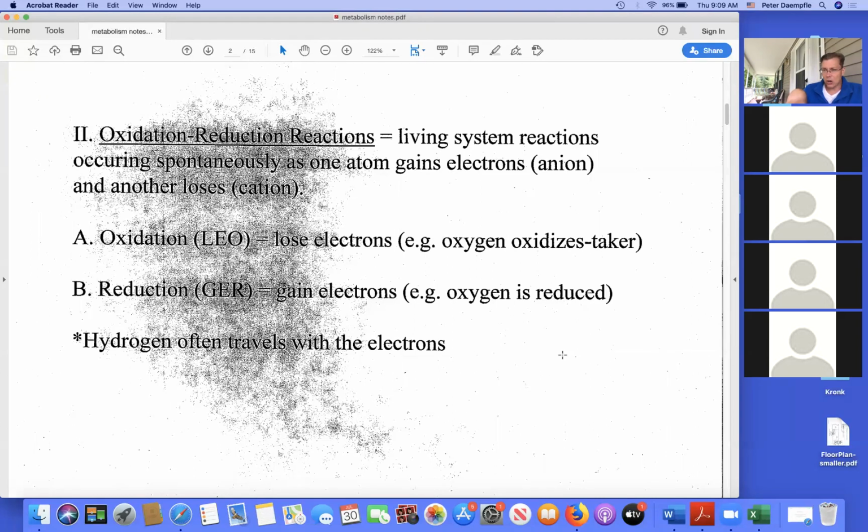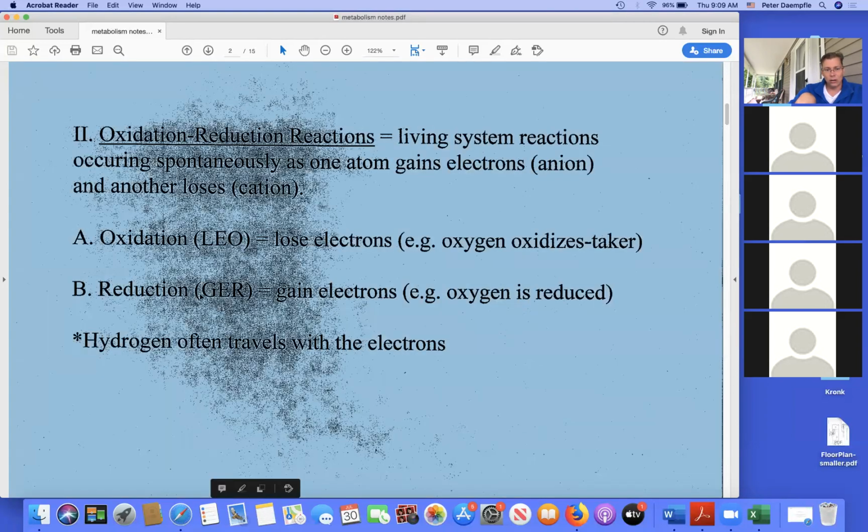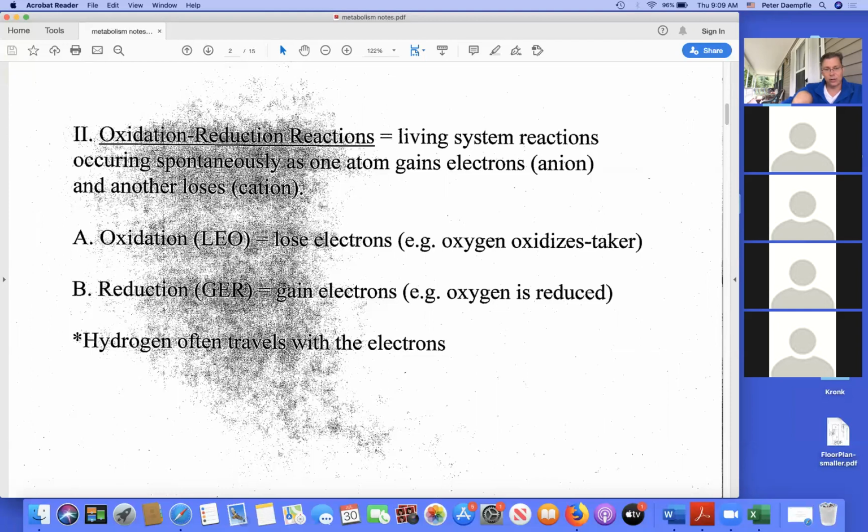So go like this, Leo, grrr. All right, Leo is a lion, grrr is a growl. That's how I remember. Loss of electrons, oxidation, that's Leo. Grr, gain of electrons, reduction, GER. So oxygen is reduced. If a substance is reduced, we say it gains electrons, it gains negativity. One other thing I want to say is losing electrons is the opposite. Lose electrons, lose negativity. In other words, you become more positive.